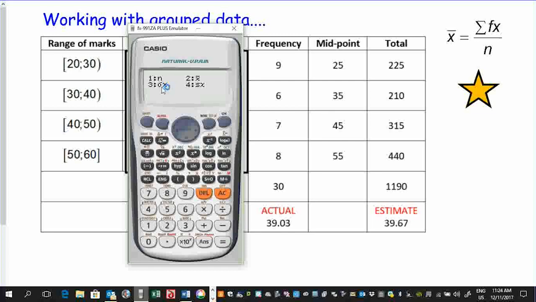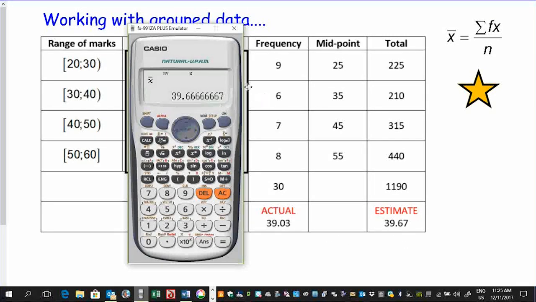The reason they're estimates is that we're not working with the original data, we're working with this assumption that they averaged the midpoints. So I'm going to go with the mean now, and we'll notice that I get an answer of 39.67 compared with the actual answer of 39.03. So this is an estimate as opposed to the actual answer.